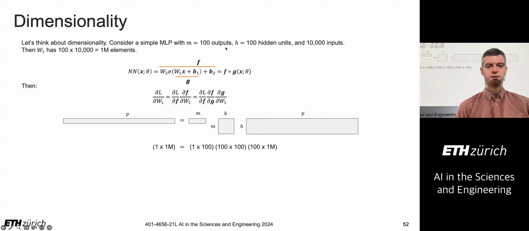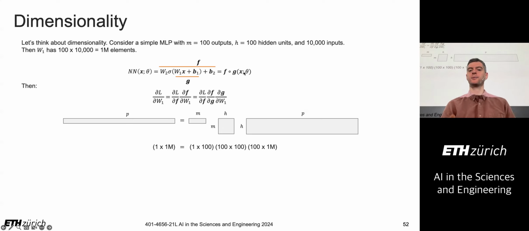Let me just check. Yeah, sorry. So assuming that we have 100 hidden units, 100 outputs, and 10,000 inputs. So you can imagine, say, if this neural network has an image as an input. So it's like a fully connected network that's doing a classification of that image. That input image maybe has 100 by 100 elements or something. So it might have a lot of elements in the input vector.